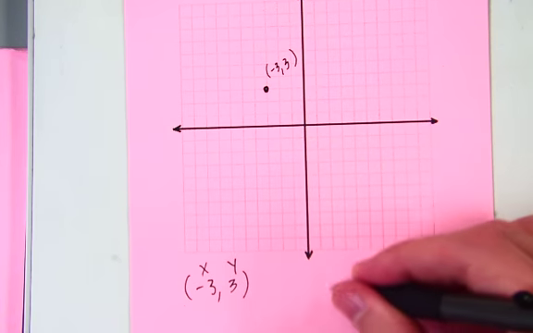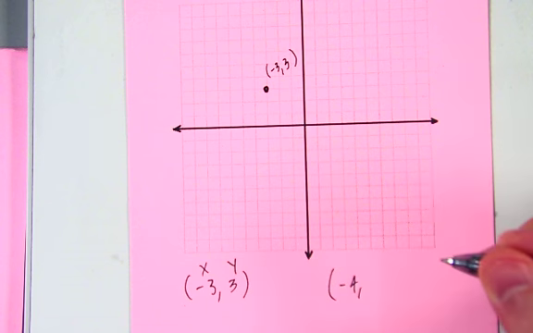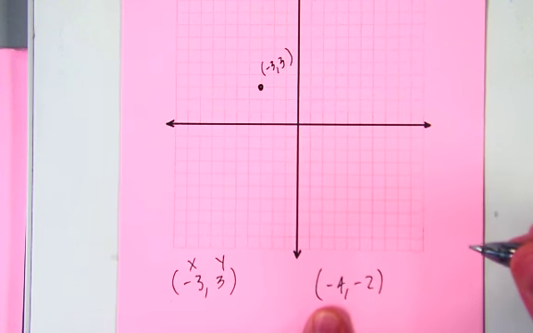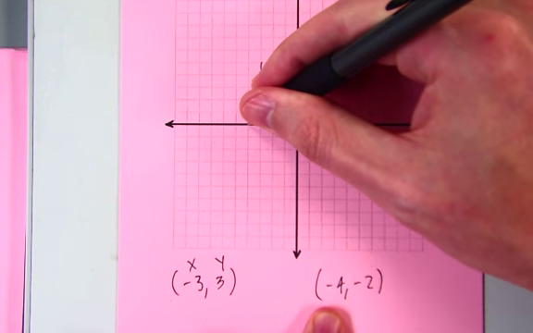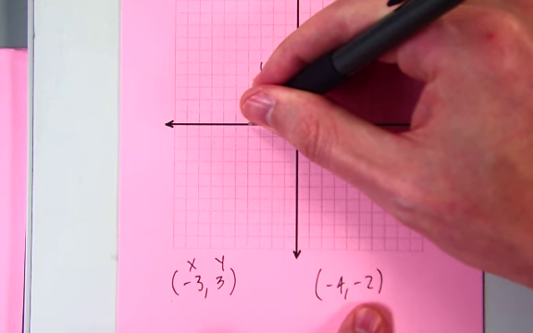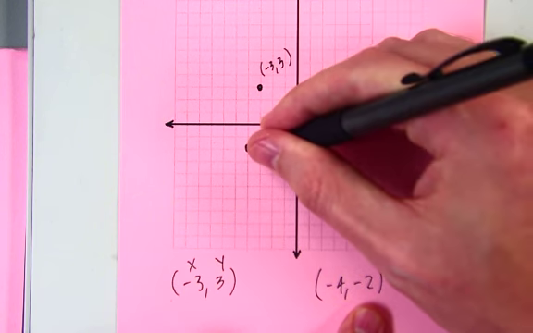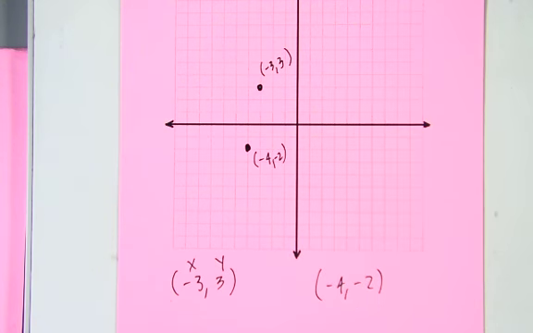Okay, so we have something like (-4, -2). My x value is negative, so I'm going to go 4 to the left. Don't mark yet because you're not done. You want to take your y value into account as well. -2 means down 2. We're going to be right down here in quadrant 3 for that point.